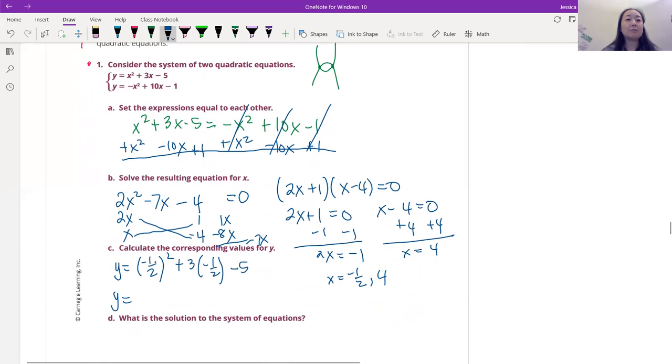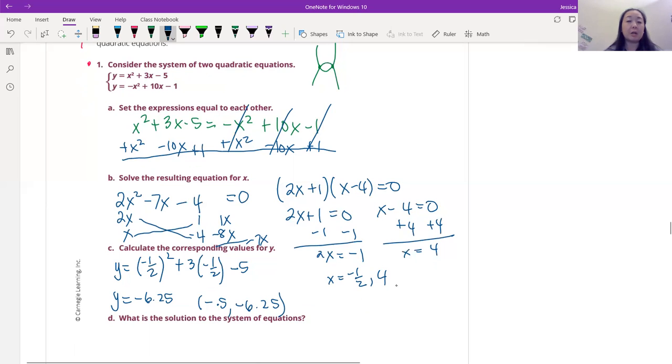It's okay. Honestly, we just put it in the calculator. So -1/2 is -0.5. Don't forget your parentheses: -0.5 squared plus 3 times -0.5 minus 5 is -6.25. So one of our solutions is going to be, I'm just going to put -0.5 since I'm using decimals right now. So that's going to be our 1 point.